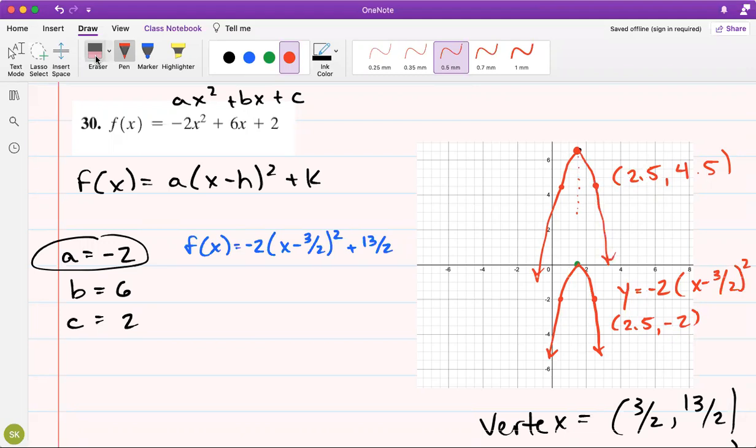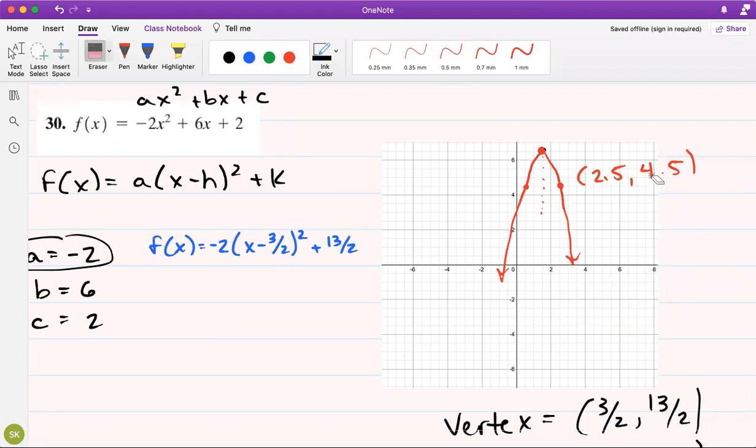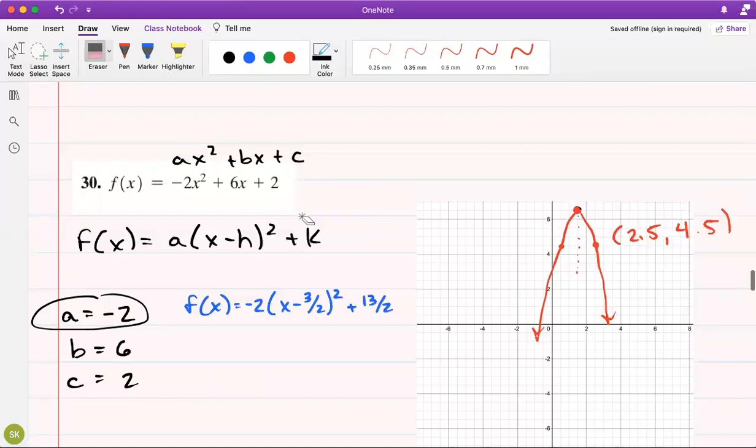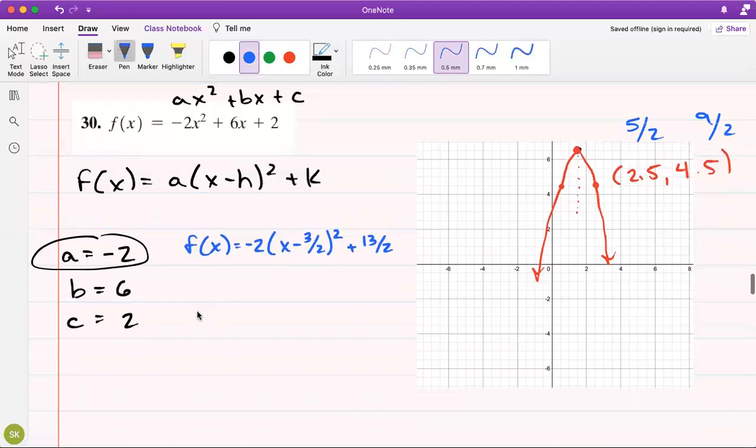Okay, so now we've drawn our function using transformations of graphs. Let's double check this point just to make sure that I have the right point. So this is 5.5 and this is 9 over 2. If I convert these decimals to fractions, so if I plug 5 over 2 into my function, I should get 9 over 2. Let's see, so I'm going to plug it into here.